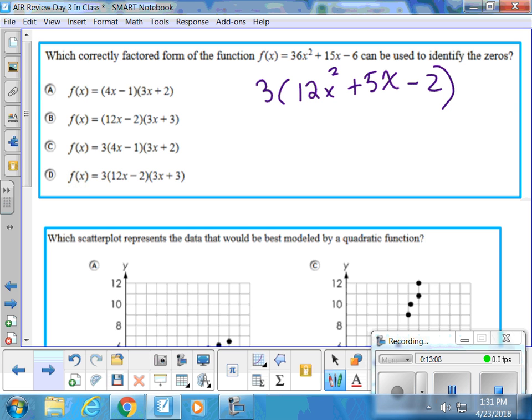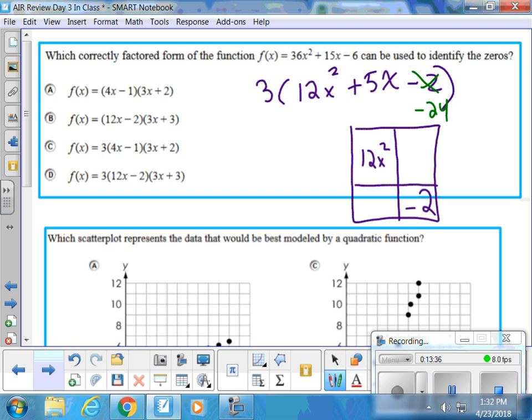How can I finish off factoring this the rest of the way? Old-fashioned method or box method? You remember? It's got that 12. So we're going to want to draw our box. Let's draw the box and just refresh. I know we did some last week. The 12x squared will be in your upper left box, negative 2 in your lower right. Multiply those numbers together to get a negative 24. And now we're brainstorming. We want numbers that will add up to a 5 and multiply to a negative 24.